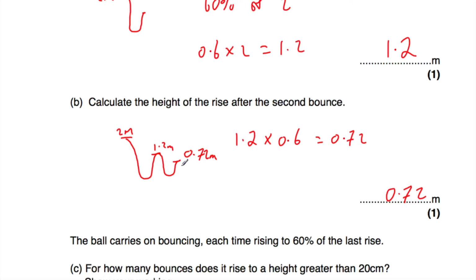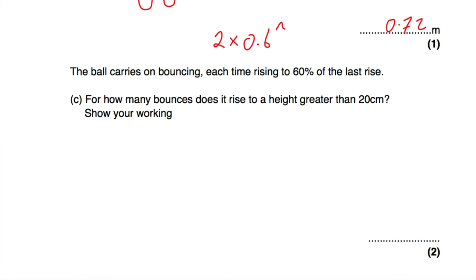And by the way, we could actually make a formula for this. We could do the initial, which is 2 meters, multiplied by the multiplier. Because it rises to 60% of the previous height, we could do 2 meters multiplied by the multiplier, which in this case would be 0.6, because every single time it's 60% of the previous height, to the power of n, where n is the number of bounces. And that would tell you the height that it rises after that number of bounces.